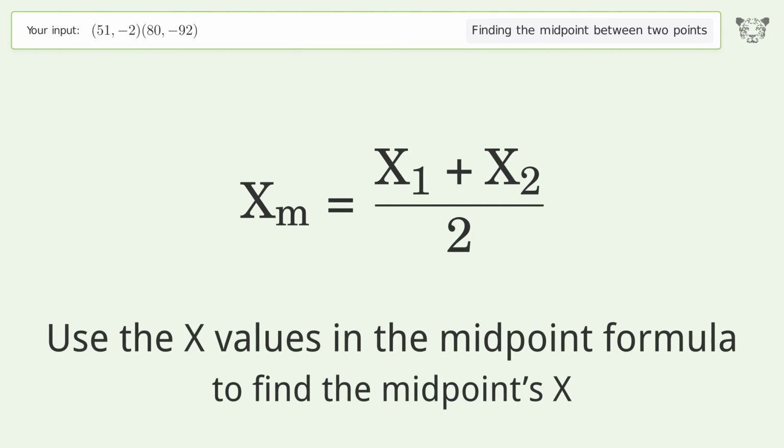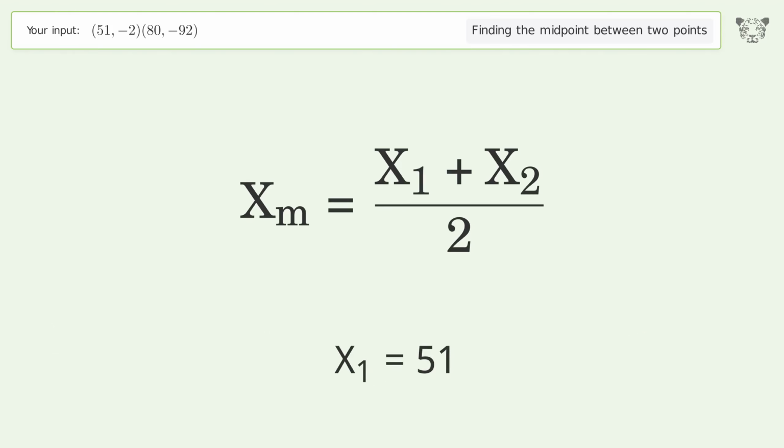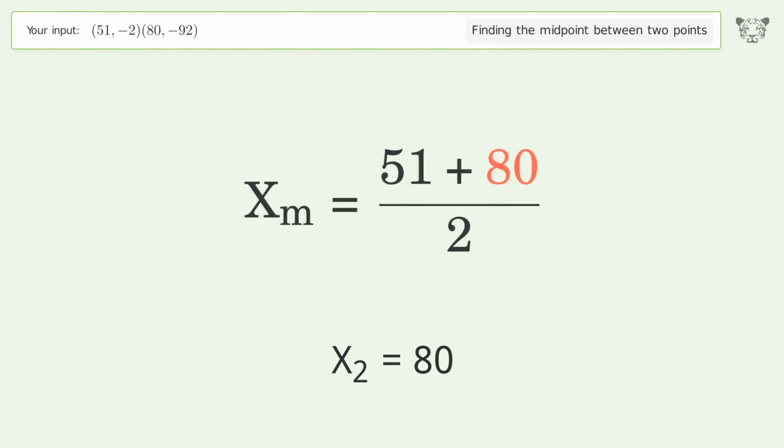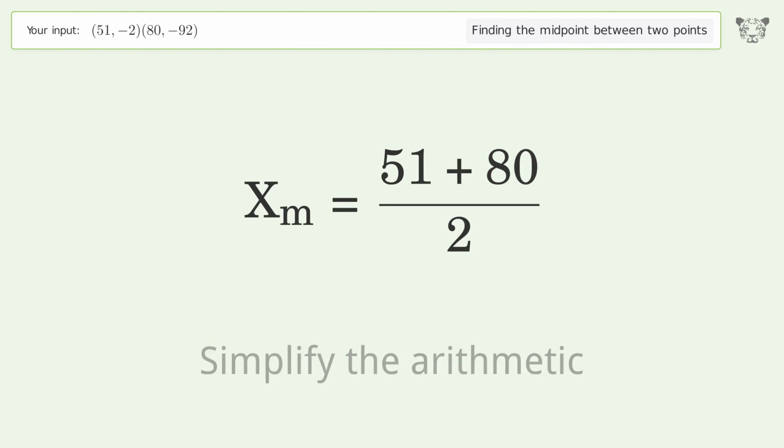Use the x values in the midpoint formula to find the midpoint's x. x1 equals 51. x2 equals 80. Simplify the arithmetic.